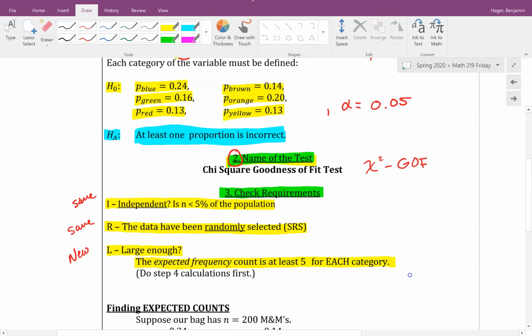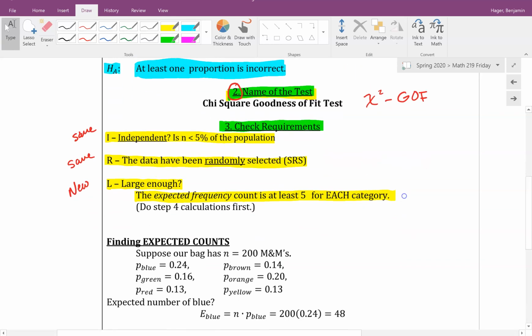So I couldn't sample only 10 M&Ms because then there's no way to have a total of 5 of each of these. The bare minimum would be 30, but I even need more than that because I only expect 13% of mine to be yellow. So I have to get a big enough number so that 13% of that number is at least 5, right? I've got to expect at least 5 from each color.